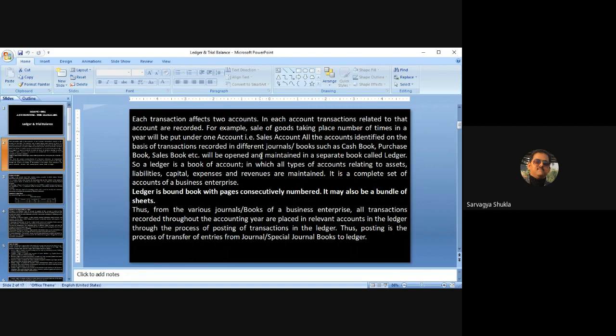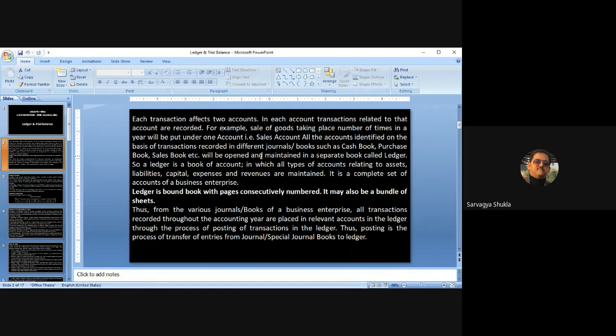Thus, from the various journal books of business enterprises, all transactions recorded throughout the accounting year are placed in the relevant account in the ledger, through the process of posting of transactions in the ledger. Thus, posting is the process of transfer of the entries from journal, special journal books to ledger.